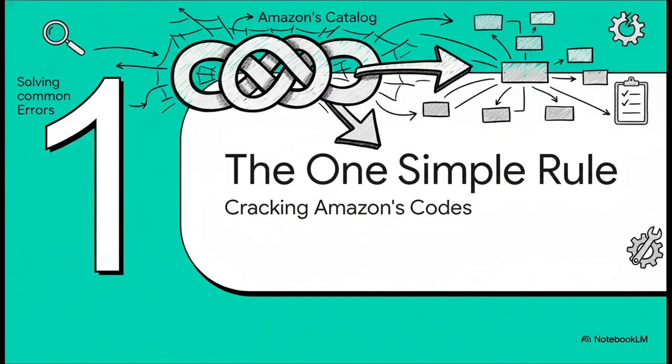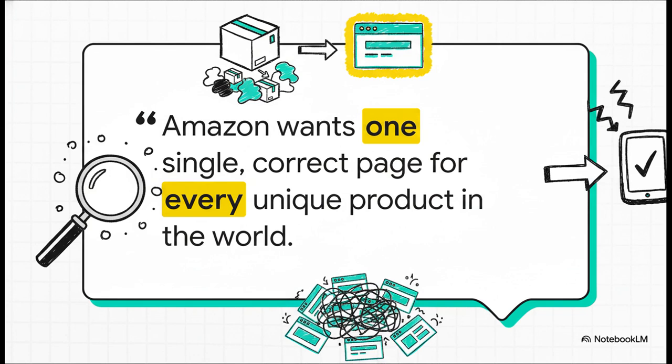Okay, but before we dive into the specific codes, there's something you have to understand. There is one simple rule that pretty much governs Amazon's entire catalog. And once you get this, I promise, every single error starts to make a whole lot more sense. And here it is. This is Amazon's entire philosophy in a nutshell. Their goal, their obsession, really, is to have one single, perfect, correct page for every unique product that exists. That's it. Every error we're about to talk about is just the system's way of telling you that you've somehow accidentally broken this golden rule.